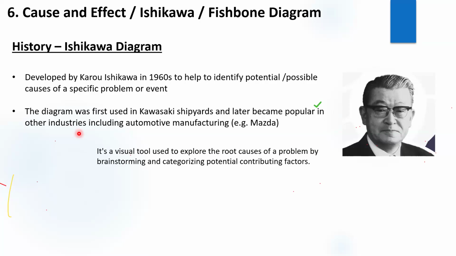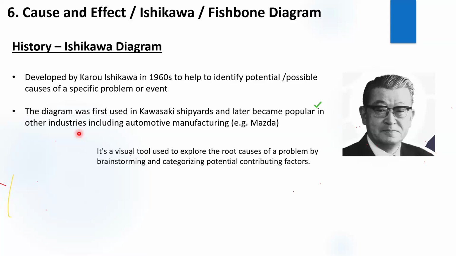Okay. So what is Ishikawa diagram? Ishikawa diagram was developed by Karo Ishikawa in 1960, and it is used to identify the potential or possible causes of a specific problem or event. I am again repeating, potential and possible means I am just collecting the ideas from the people. I'm not sure whether this is the cause or not.